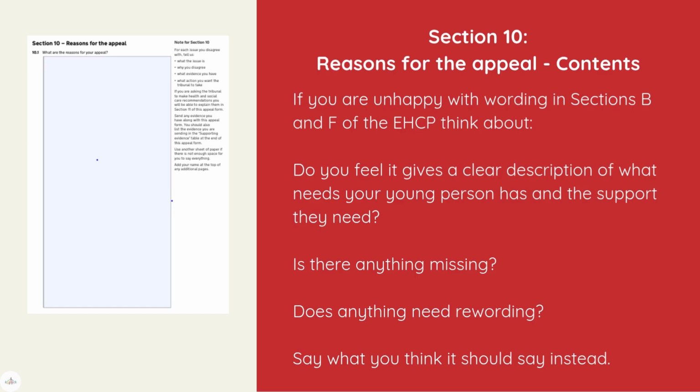Section 10, Reasons for the appeal, Contents. If you're unhappy with the wording in Section B and F of the EHCP, think about, do you feel it gives a clear description of what needs your young person has and the support they need? Is there anything missing? Does anything need rewording? And say what you think it should say instead.